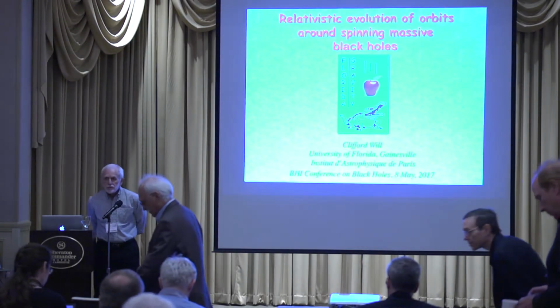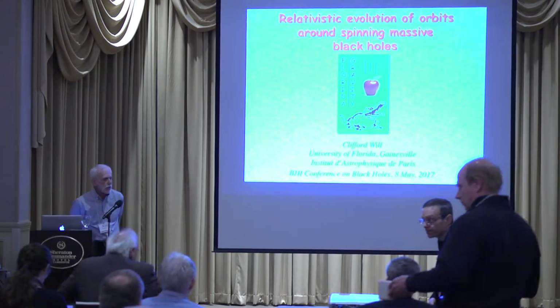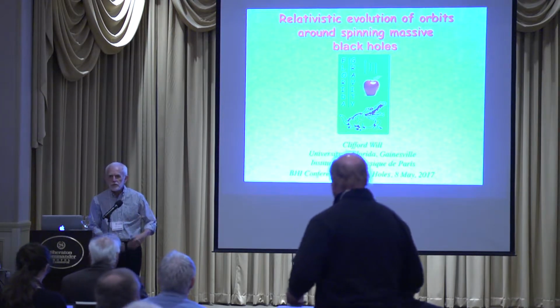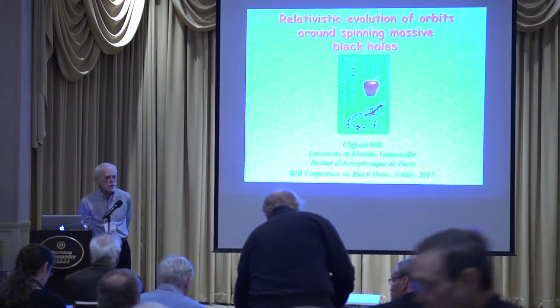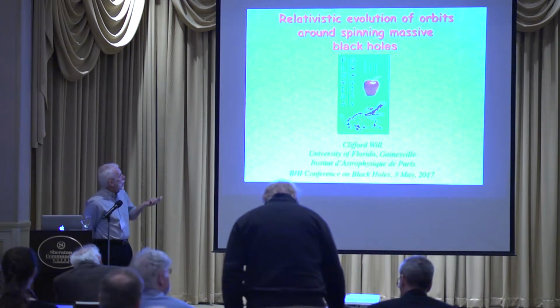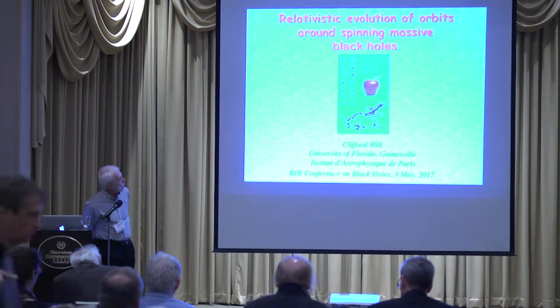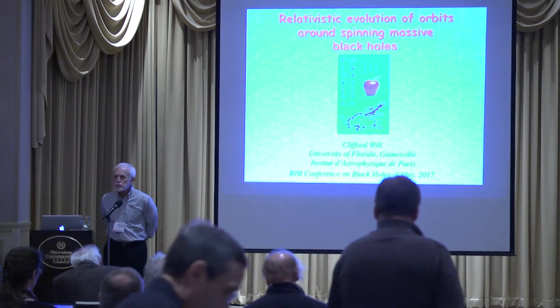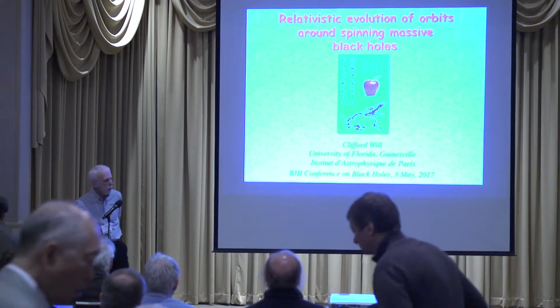I want to give a talk that's a little more narrowly focused than the previous ones, but it does connect the considerations of astrophysics with those of general relativity, black holes, and gravitational waves. So I want to describe some recent work on the relativistic evolution of orbits around a spinning Kerr black hole.